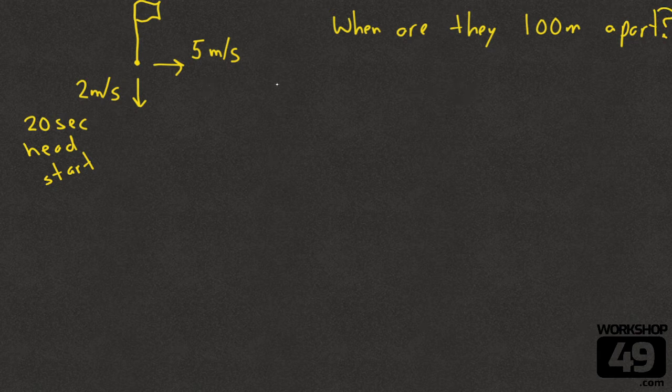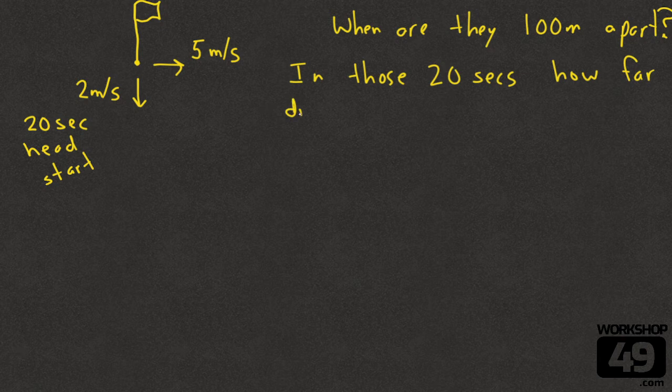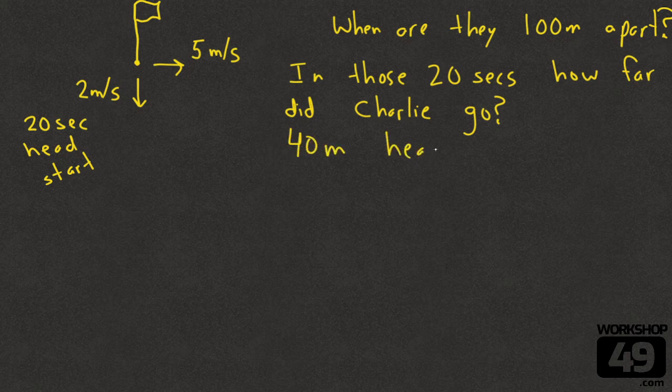We're going to start off by making some of these triangles and you can see what they look like. In those 20 seconds, how far did Charlie go? That's what's really helpful here. You know that Charlie's going 2 meters per second. Charlie went 20 seconds. Charlie actually has a 40-meter head start.